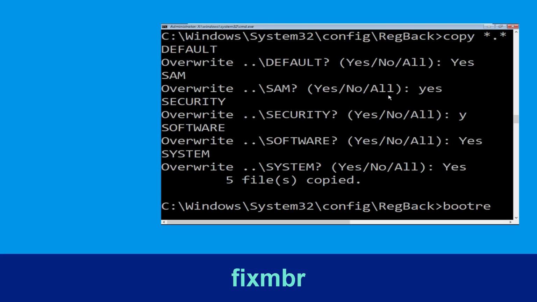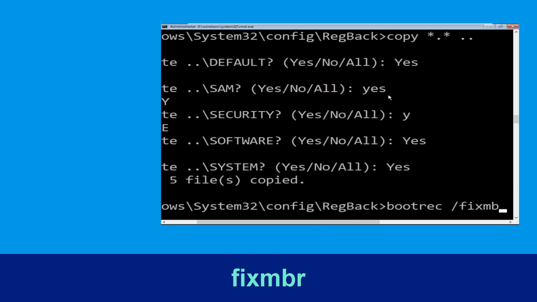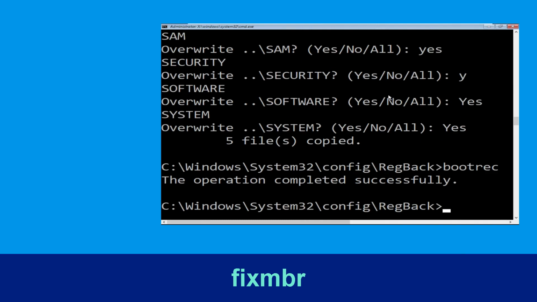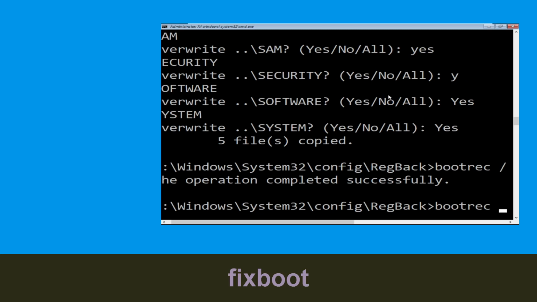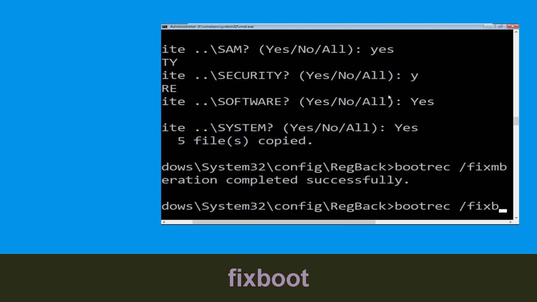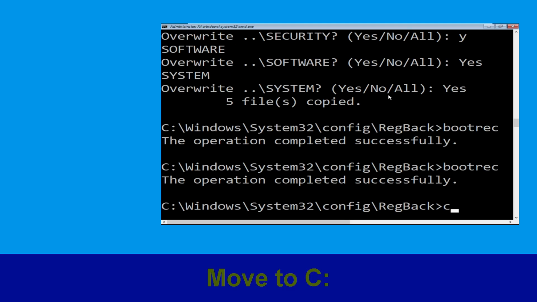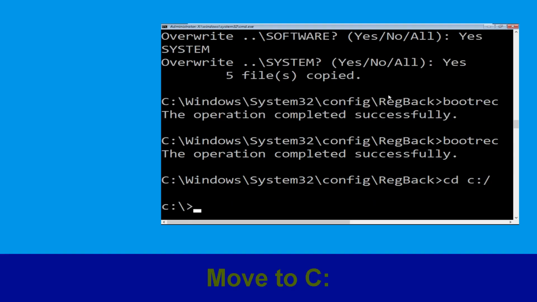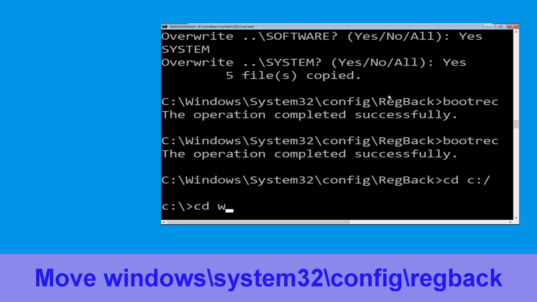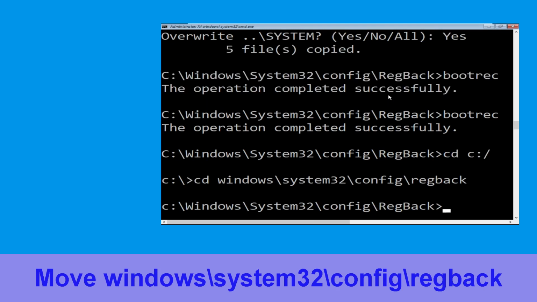Now type bootrec /fixmbr and simply hit enter. Now type in bootrec /fixboot and simply hit enter to execute the command. Type cd c:/ and hit enter. Now type this command cd Windows/system32/config/regback and simply hit enter to execute the command.